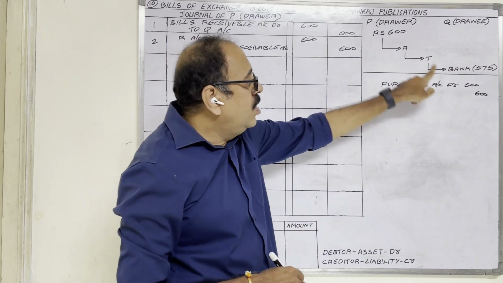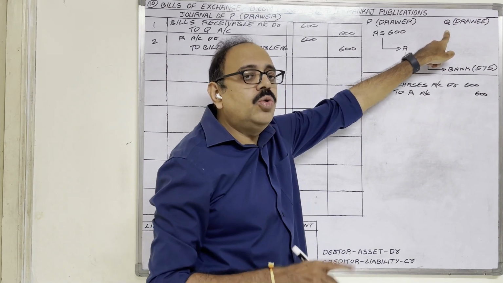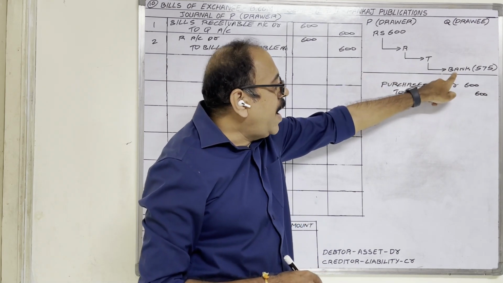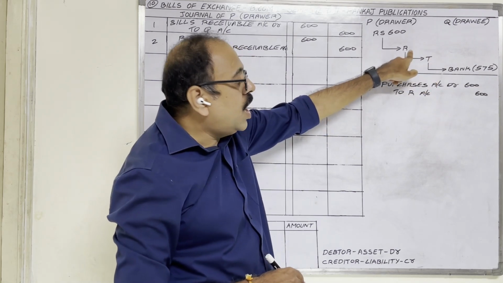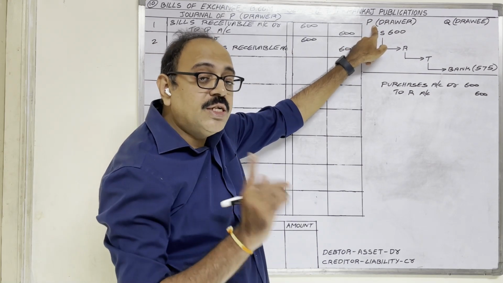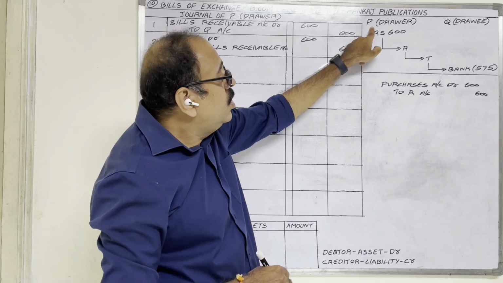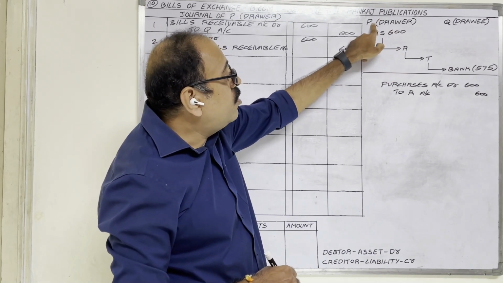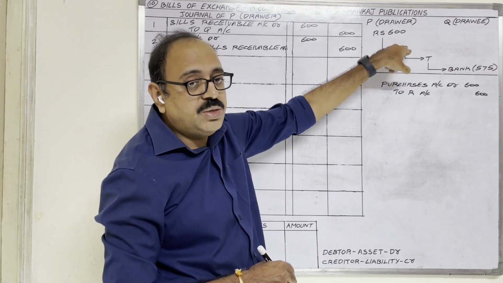Next, what happened? On the due date of this bill, the bank went to Q. Q dishonored the bill. Then the bank comes to T and demands the money. T goes to R and demands this amount. R comes to P and demands that amount. Now we are in P's books. So what should we do? To R, we have to pay 600 rupees again because Q dishonored this bill.